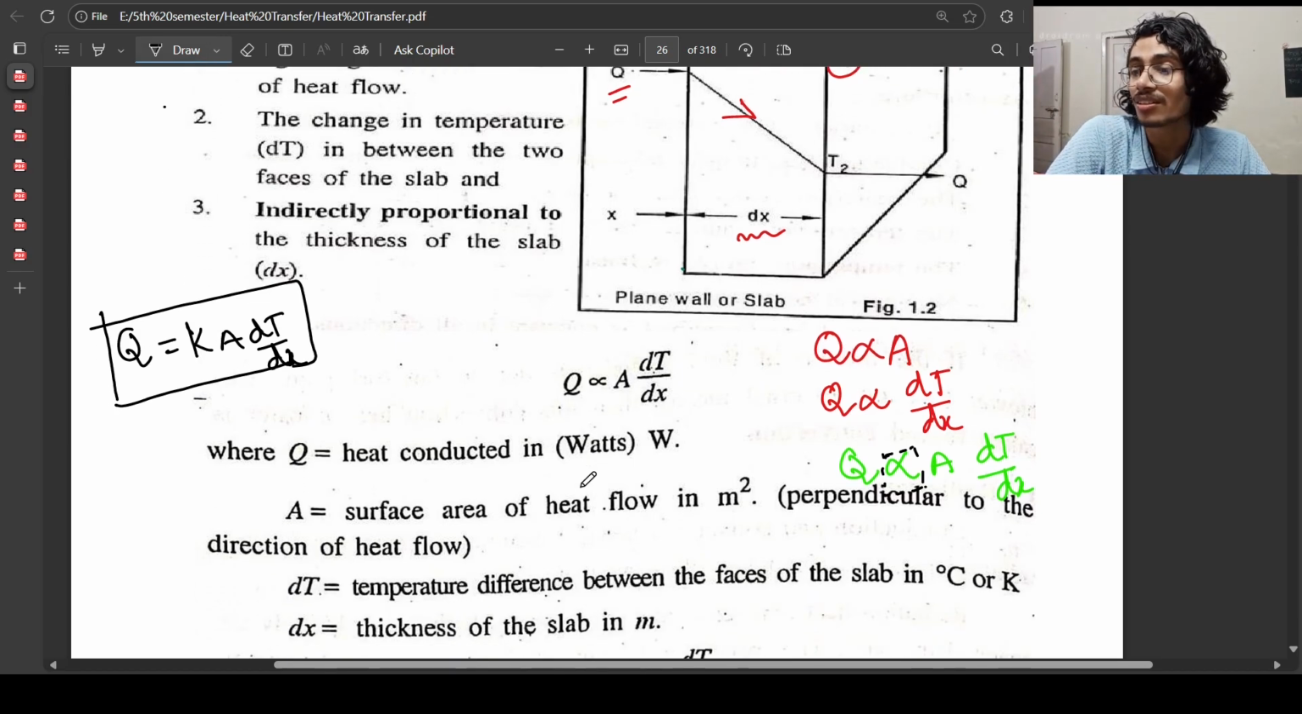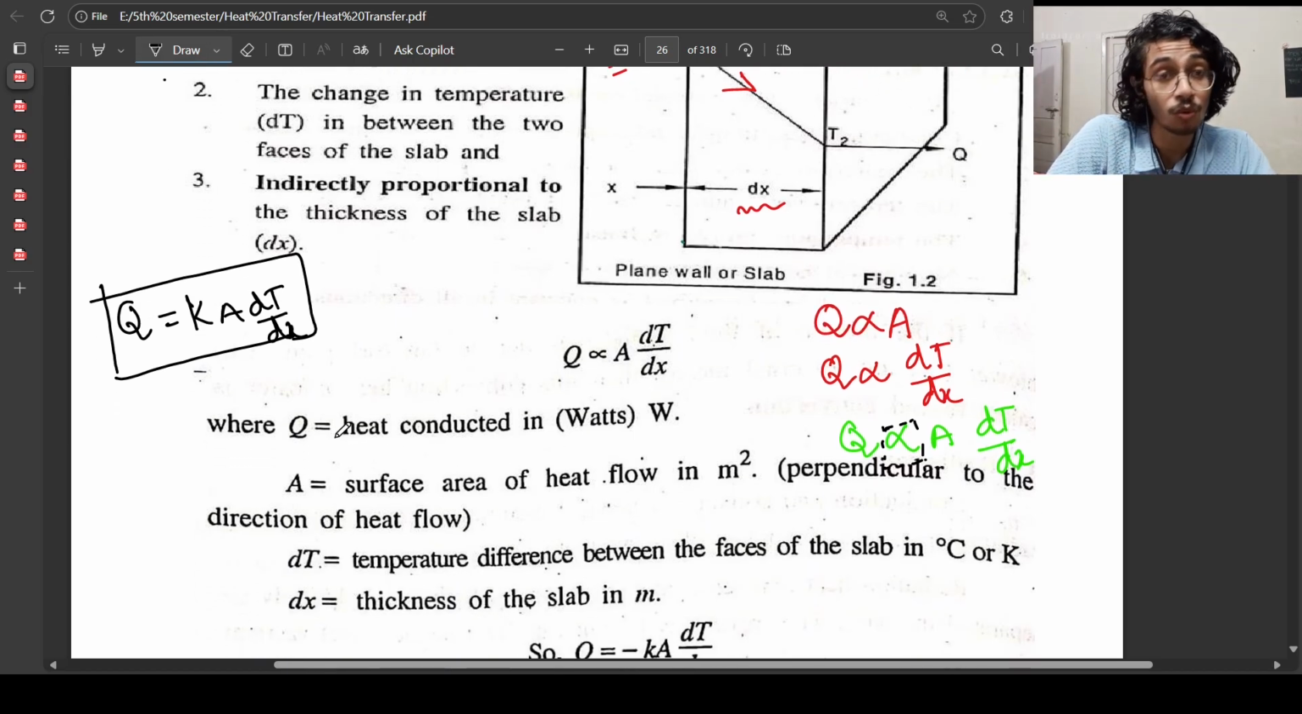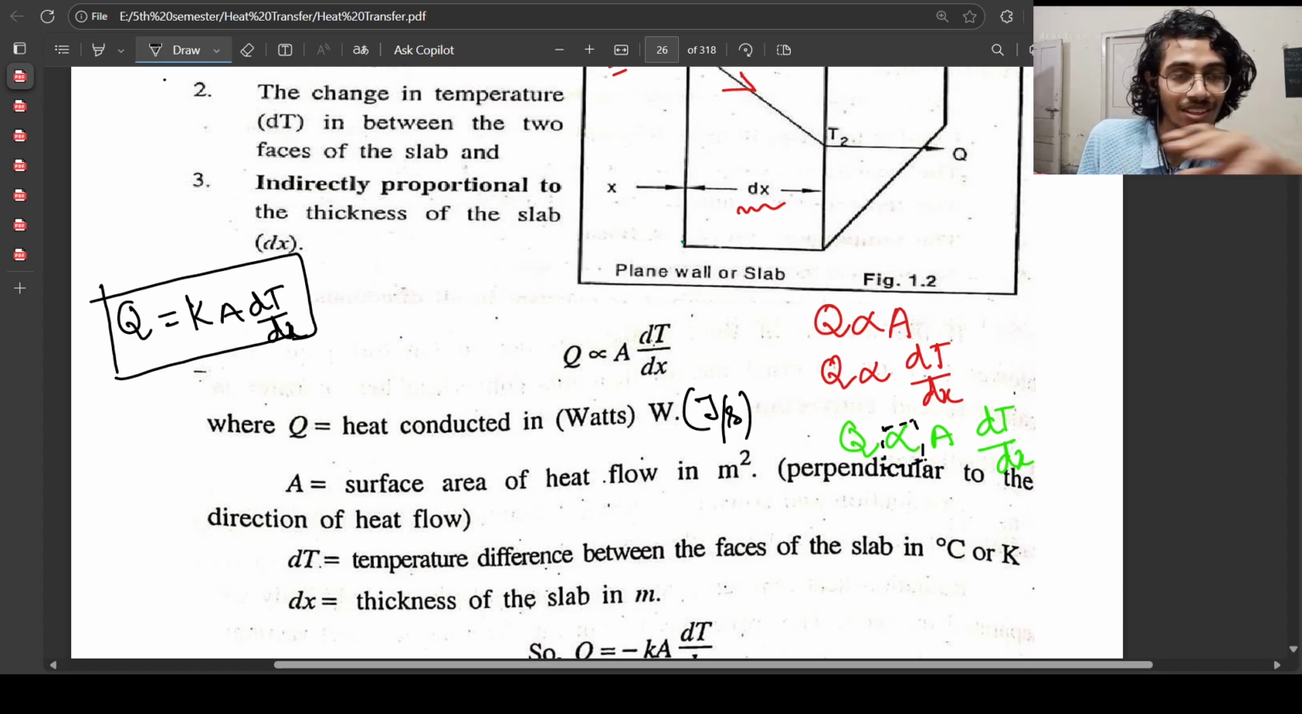Okay, so Q is the heat conducted in watts, and watts means basically joule per second. That means it is referring to the transfer of heat per second, that means the rate of transfer of heat, right? A is the surface area of heat flow in meter square. Of course, it should be in meter square.